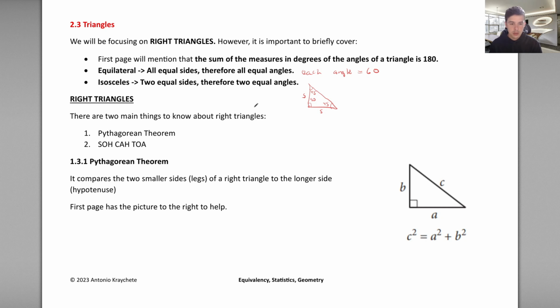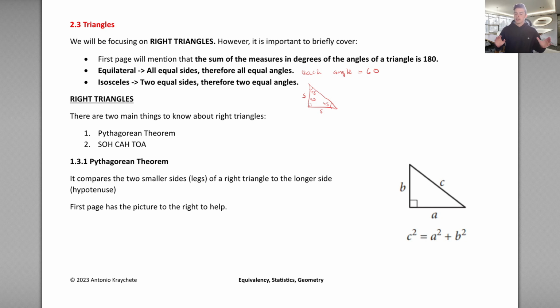There are two main things to know about right triangles. One is the Pythagorean Theorem. Two, Soh Cah Toa, the relationship between the sides and the angles: sine, cosine, and tangent. So let's start with the Pythagorean Theorem. The Pythagorean Theorem was made by Pythagoras. He was a Greek guy from long ago who was very into triangles.